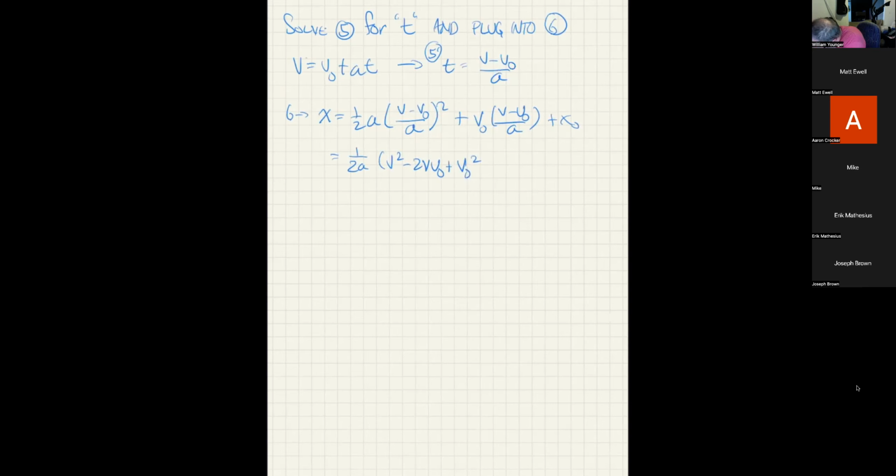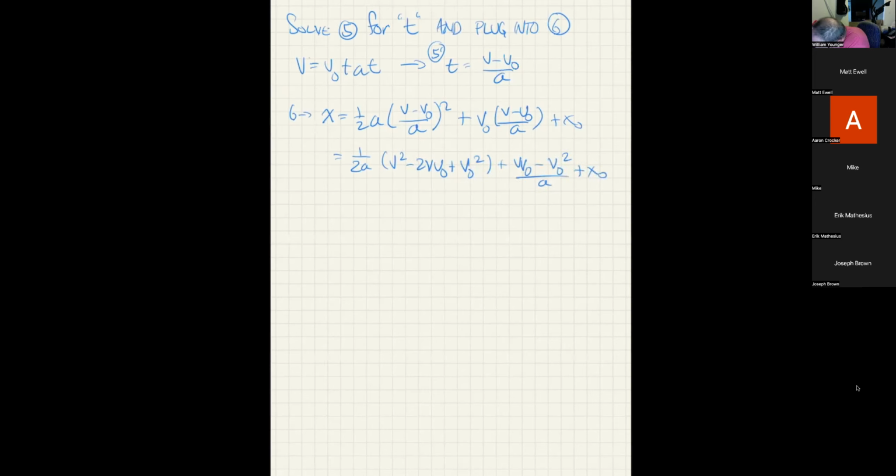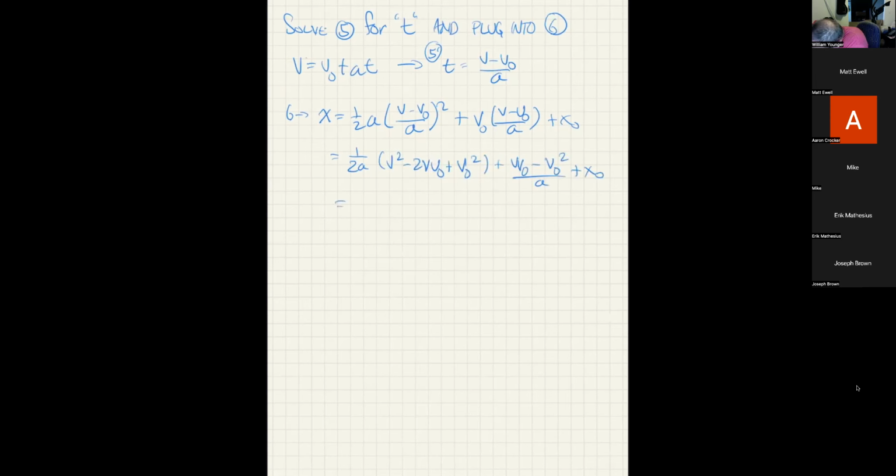And then if I distribute the v0 through the second term, I'm going to get v v0 minus v0 squared, over a, plus x0. Now I want to get a common denominator. So I'm going to say v squared minus 2v v0 plus v0 squared over 2a, plus 2v v0 minus 2v0 squared over 2a, plus x0.